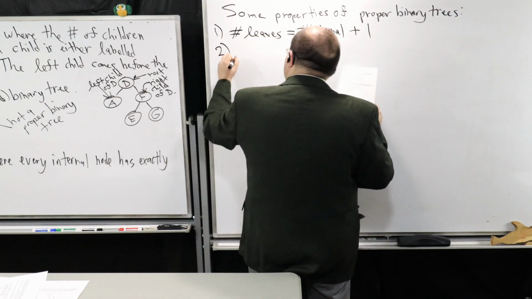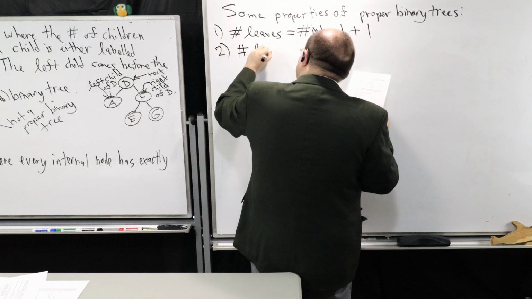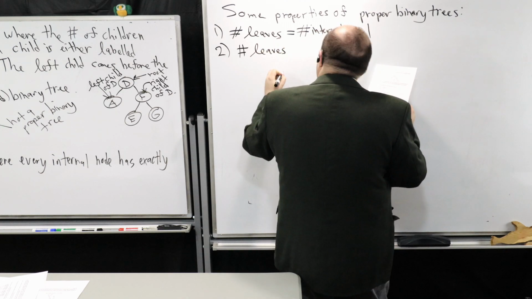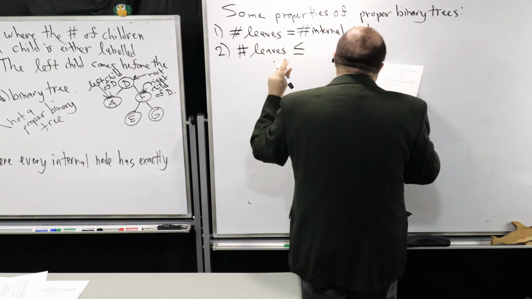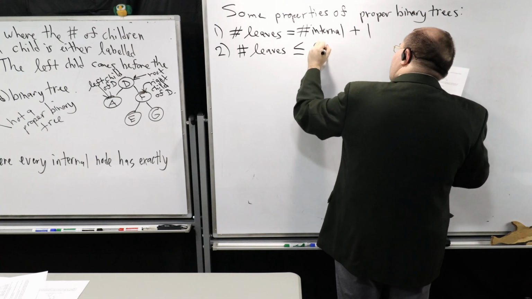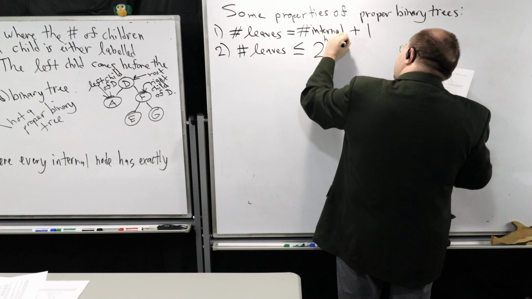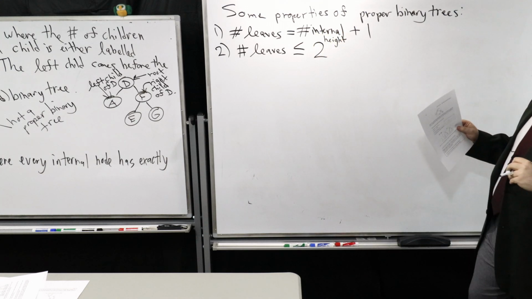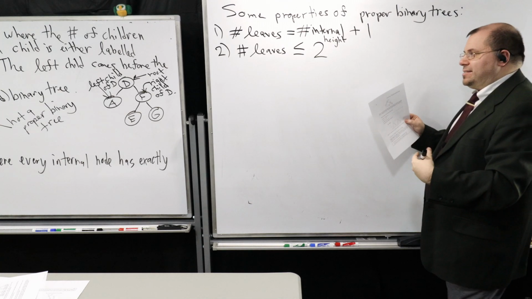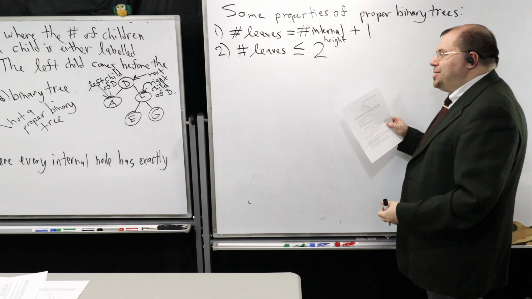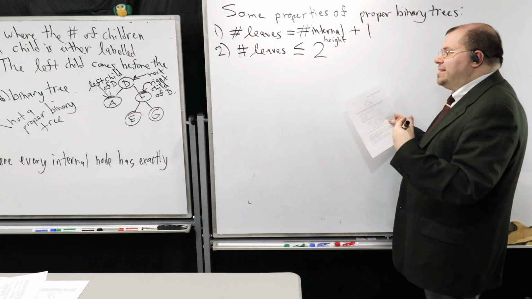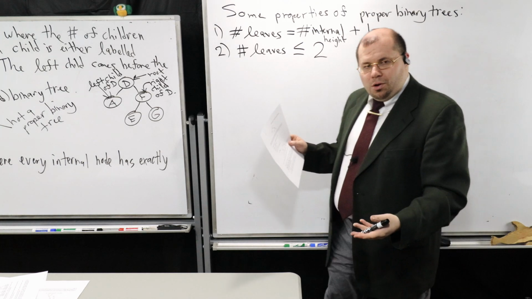The next one is that the number of leaves is never going to be more than 2 to the power of the height of the tree. So if I give you a tree that is of height 2, you know that the number of leaves is never going to exceed 4, for example.